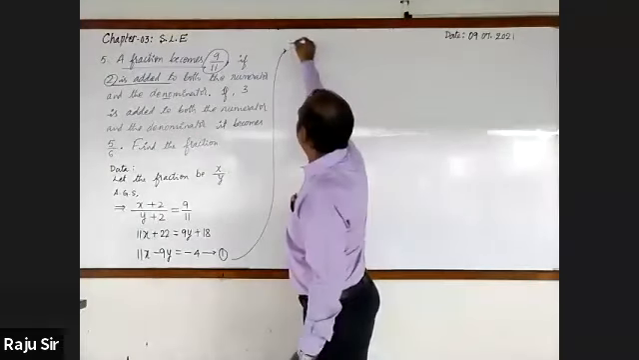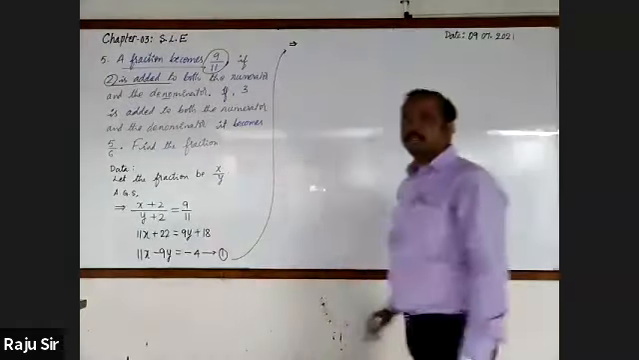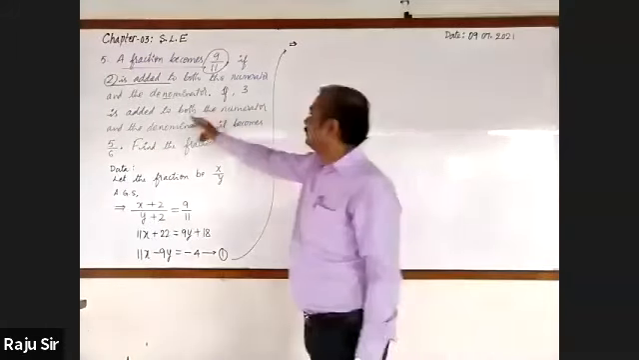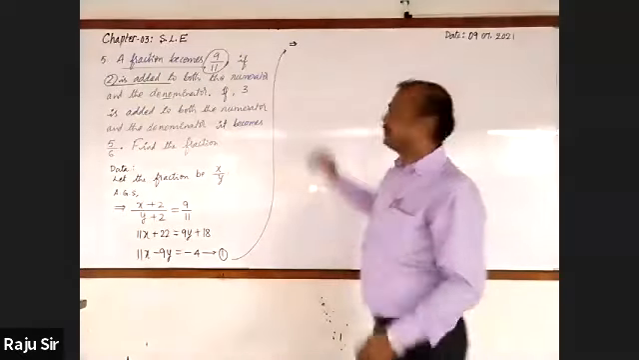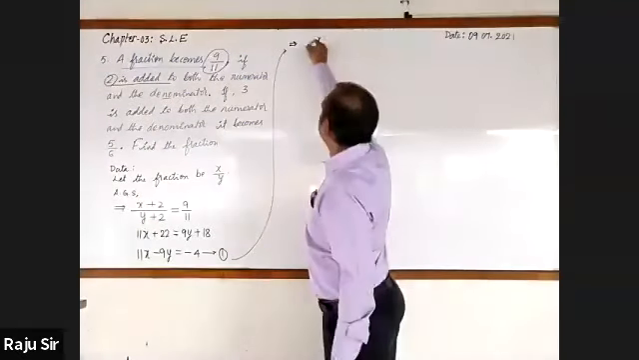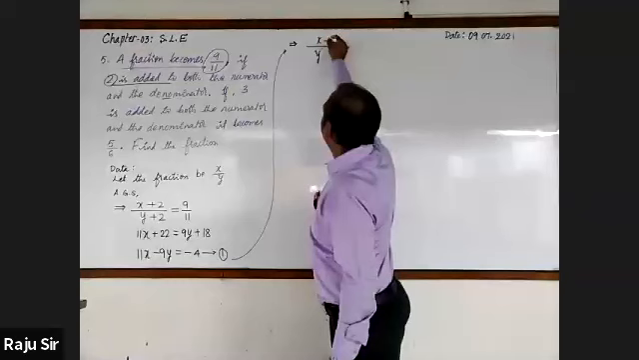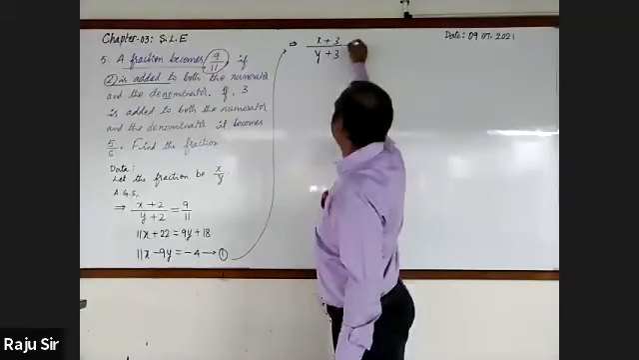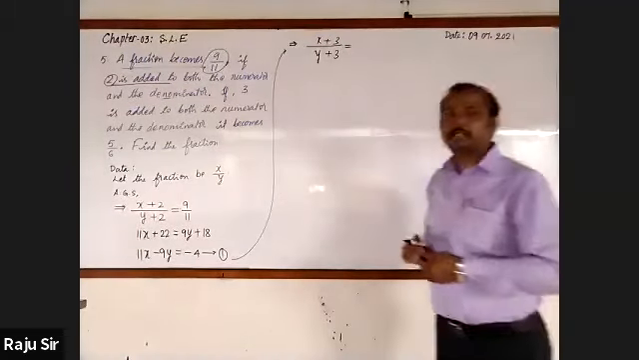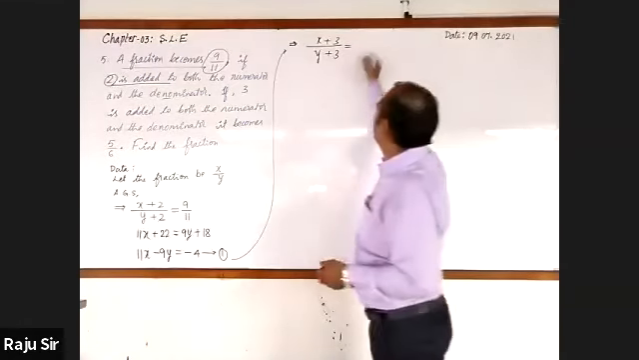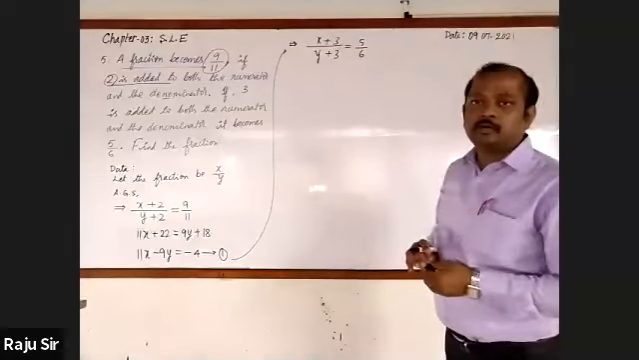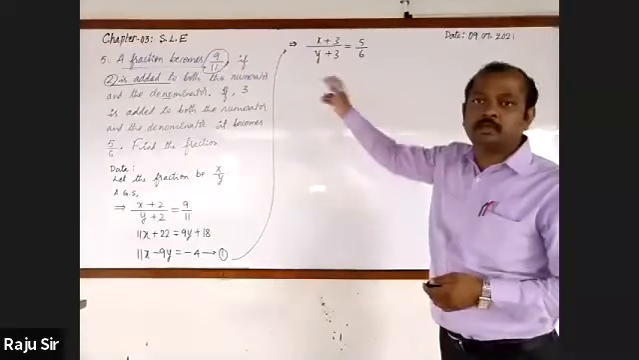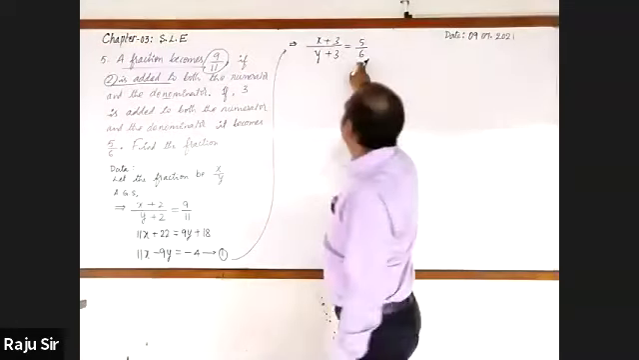Then I'll go for taking the second sentence. It is, if 3 is added to both numerator and denominator, it becomes 5 by 6. The fraction is x by y, and 3 should be added to the numerator as well as the denominator. You get a new fraction. That new fraction is 5 by 6. Form the second equation by cross multiplying. Multiply 6 with both x and 3.